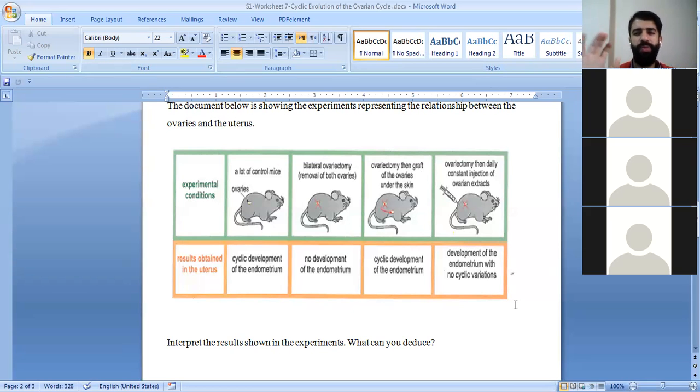What do you think? What is the indication here? We did ovariectomy. First of all, all of you pay attention, and Badia, stay with me. We did ovariectomy, meaning that we remove the ovaries. Then we have daily constant injections of the ovarian extract. What happened? Development of the endometrium, but it's not cyclic. What does this mean? Meaning that the presence of the ovaries is important or not? It's important for the cyclic variation. Excellent. Thank you.